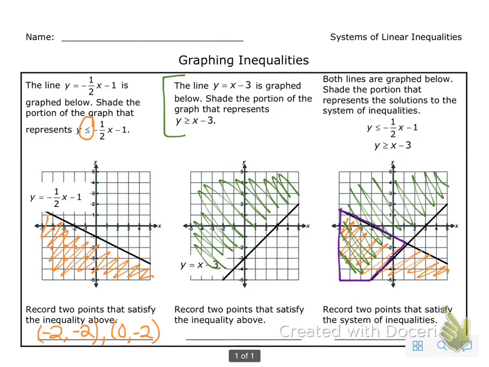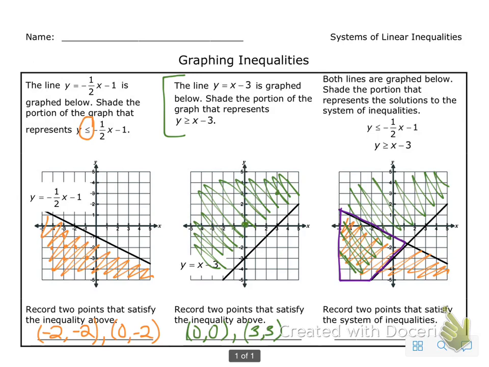For the second one, it says record 2 points that satisfy that inequality for the green. So if you look, 0, 0 is in that. And another point that's in there is 3, 3. Right? 3, 3 is over here, 0, 0 is right here.